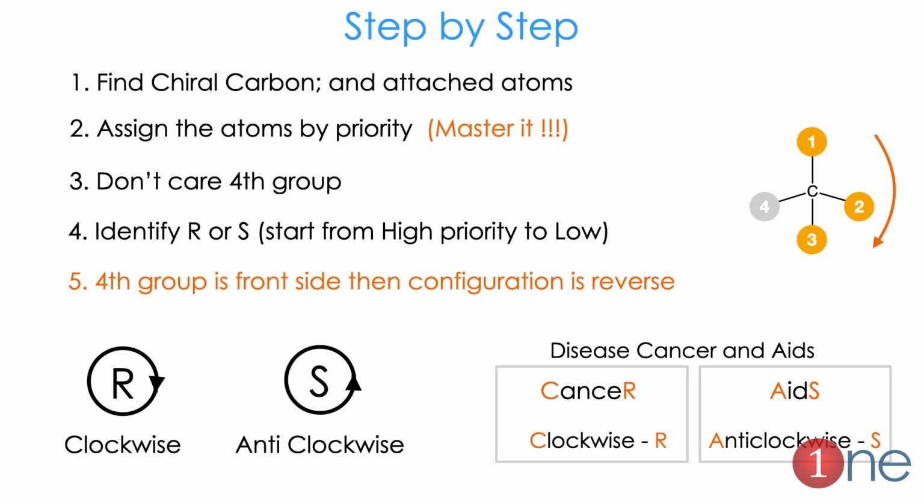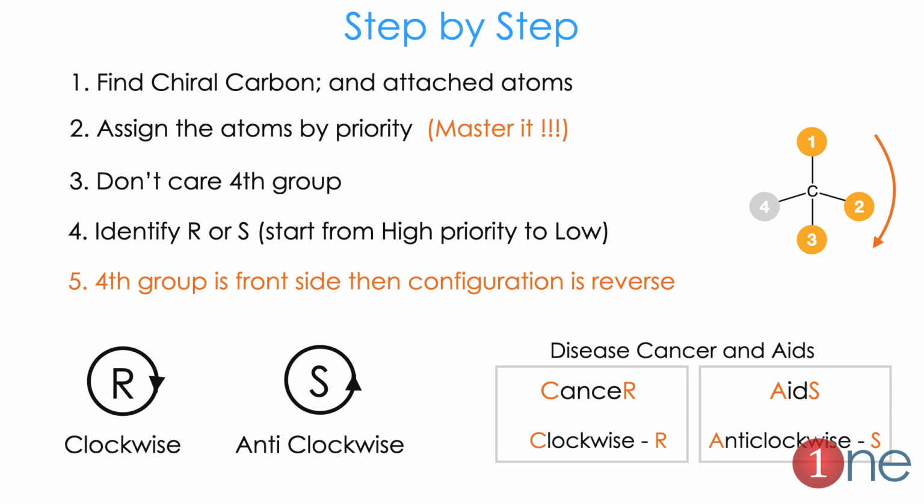Then you should always remember the step-by-step procedure. First, you should identify the chiral carbon and its attached atoms. Then you should assign the priority. The priority is what matters most here, so you should master it. You should not care about the fourth group. Then you go for R and S configuration. You have to start from high priority to low priority. Then you should watch whether the fourth group is on the front side or back side. If the fourth group is on the front side, you should write the configuration in the reverse way.